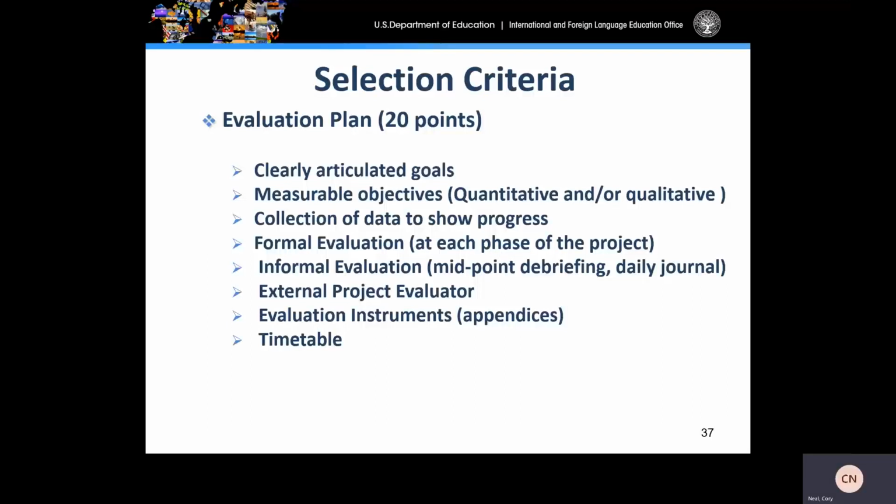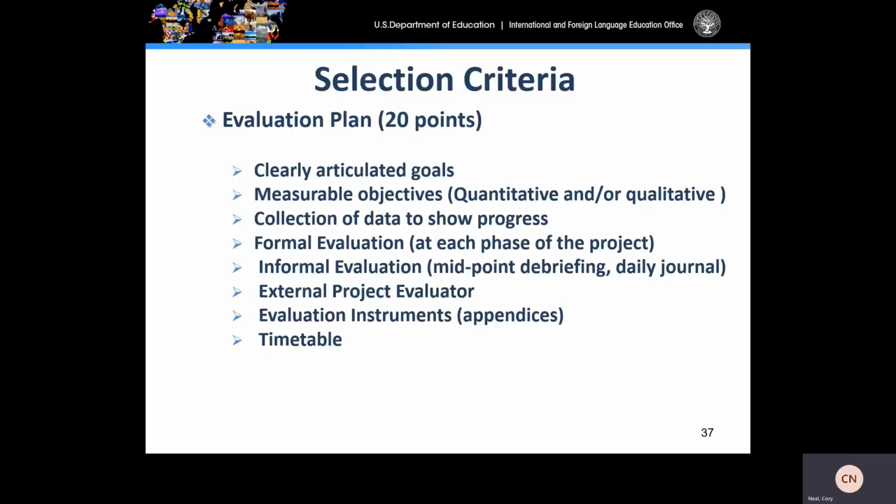Okay. Next is the evaluation plan. This is worth 20 points. A well-designed evaluation plan includes clearly articulated goals, measurable objectives, both quantitative and qualitative, a way to collect data to show progress, formal evaluations at each phase of the project, and informal evaluations, which can take the form of debriefings or daily journals.